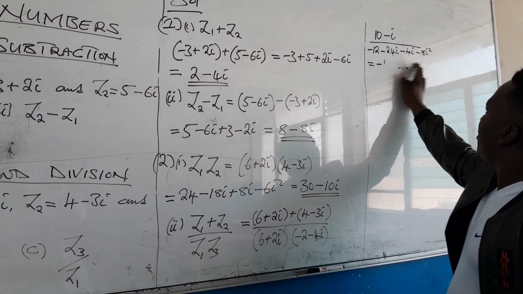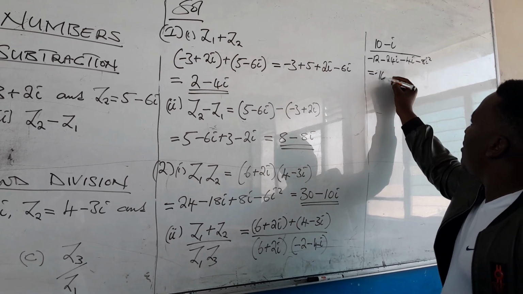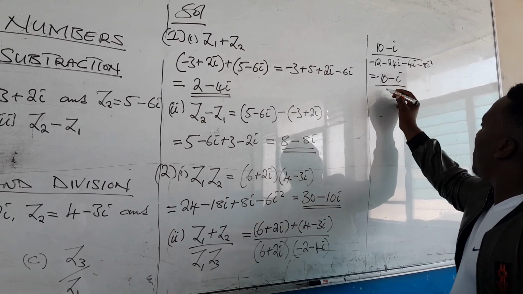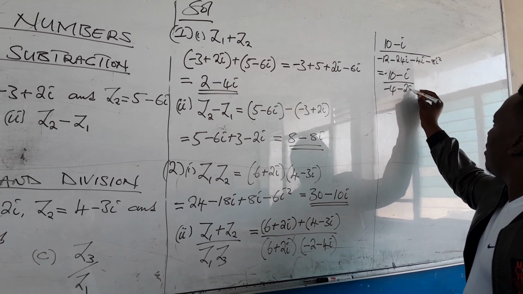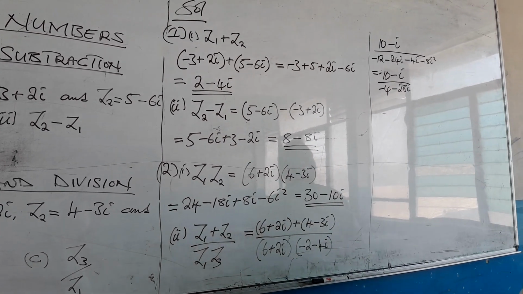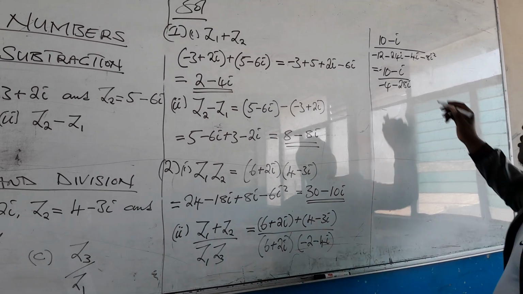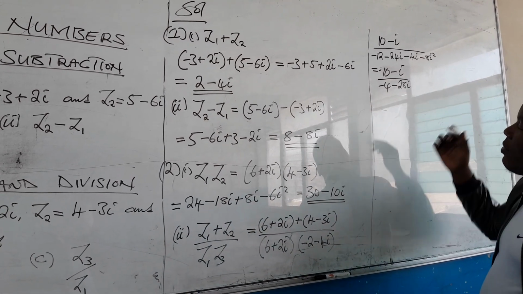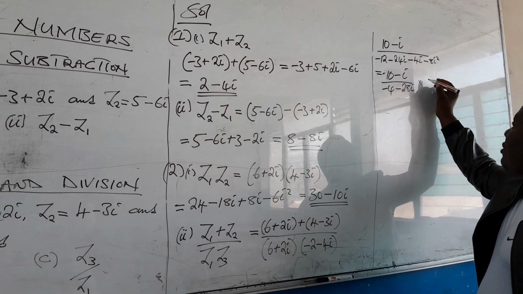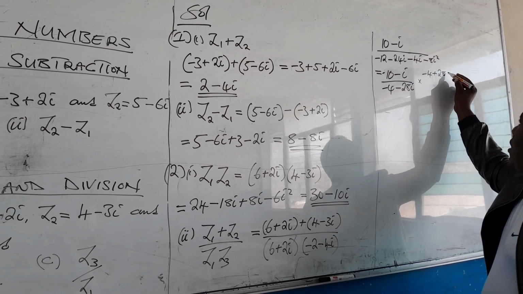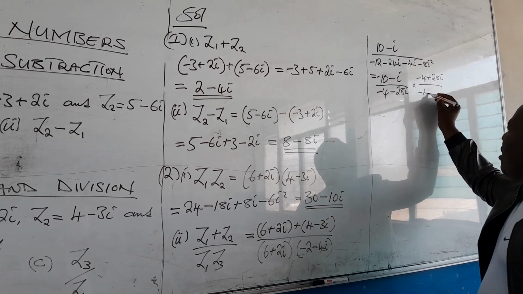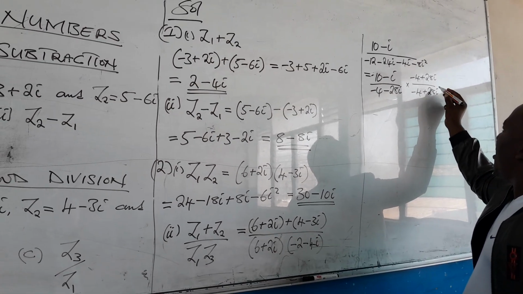Okay, so we can write the numerator first. This is 10 minus i over, that is negative 4 minus 28i. Now we can multiply by the conjugate so that we can put this in the form a plus bi. So we multiply by negative 4 plus 28i over negative 4 plus 28i.